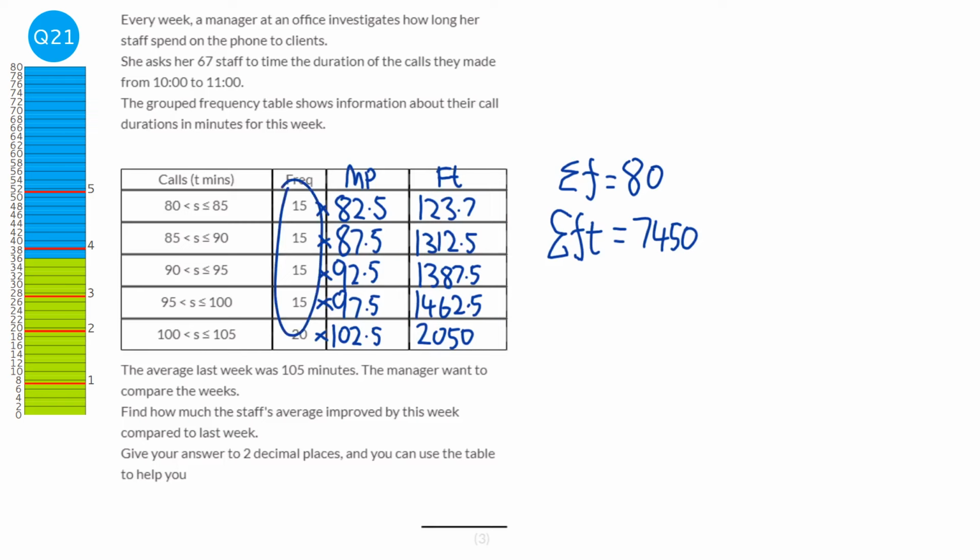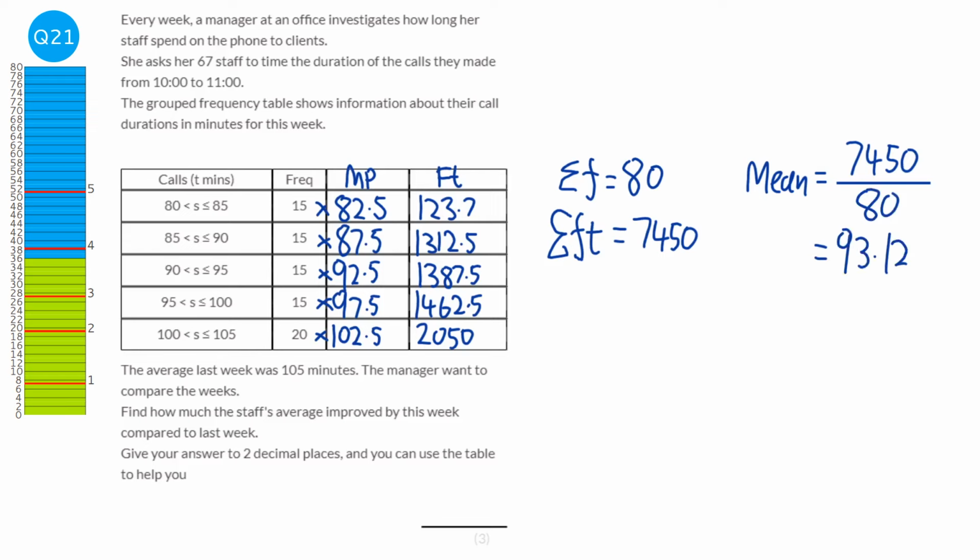So what this column represents is all the numbers added up together. This column represents how many numbers we have. So to find the mean, it's all of the numbers added together, which will be 7,450, over the amount of numbers we have, which is 80. So when you do that, we get 93.125.